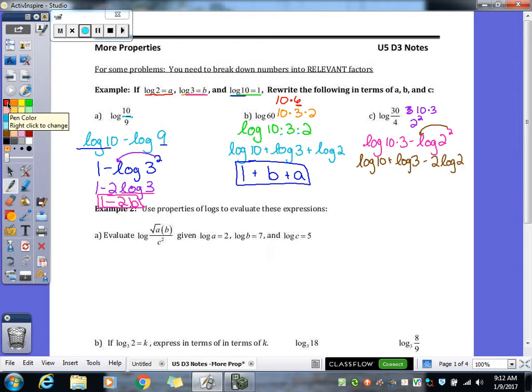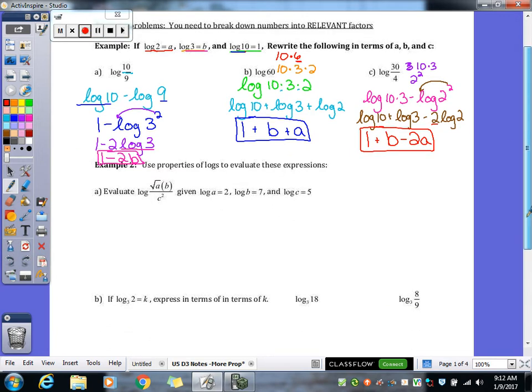So now we can go ahead and do all of our substitutions. Log 10 is 1, log 3 is b, log 2 is a, so that gives us 2a because of this 2 out in front. And that would be our final answer for that one.